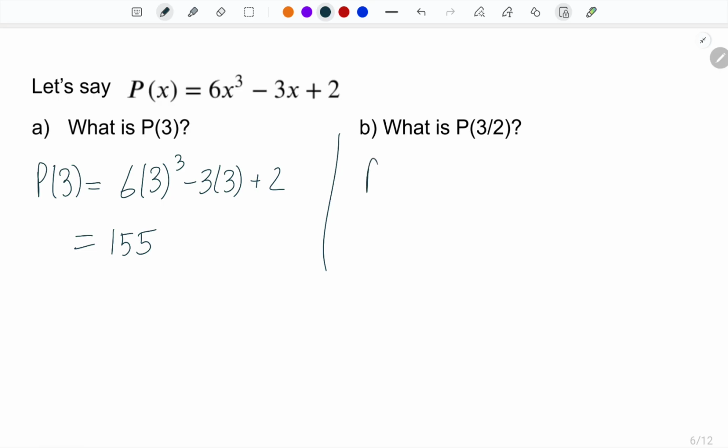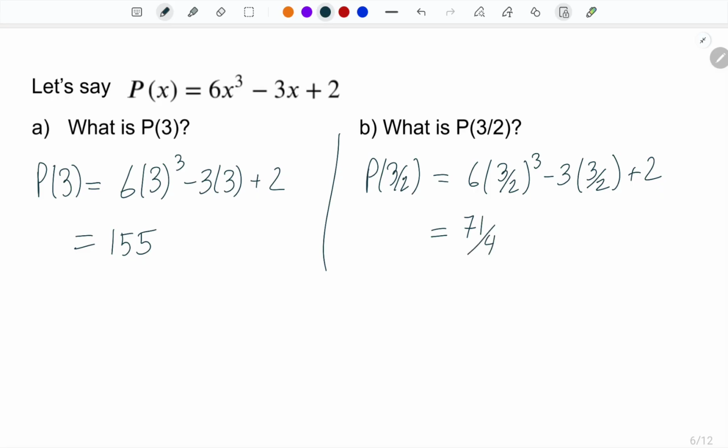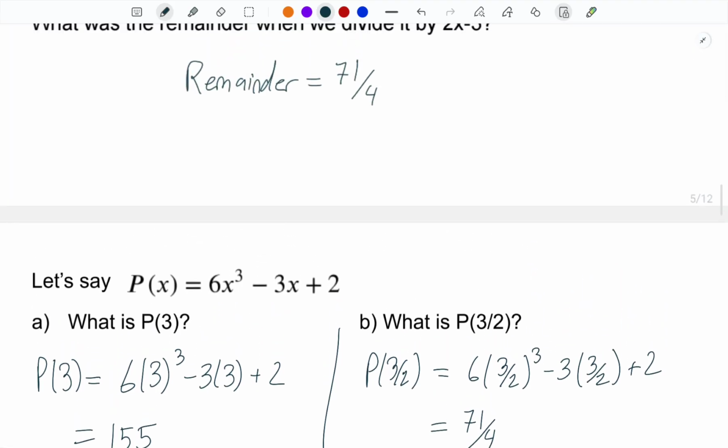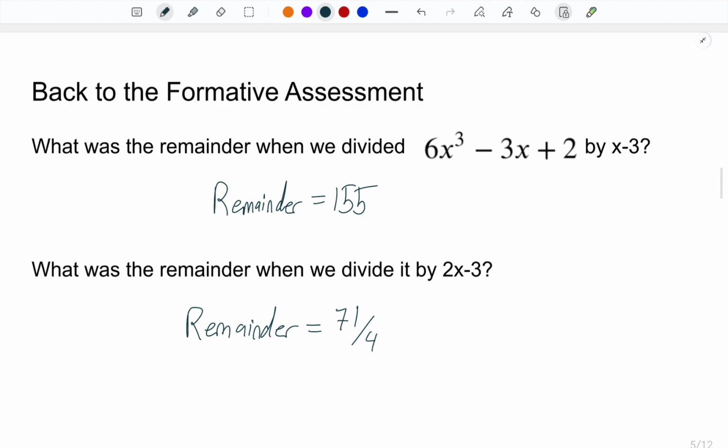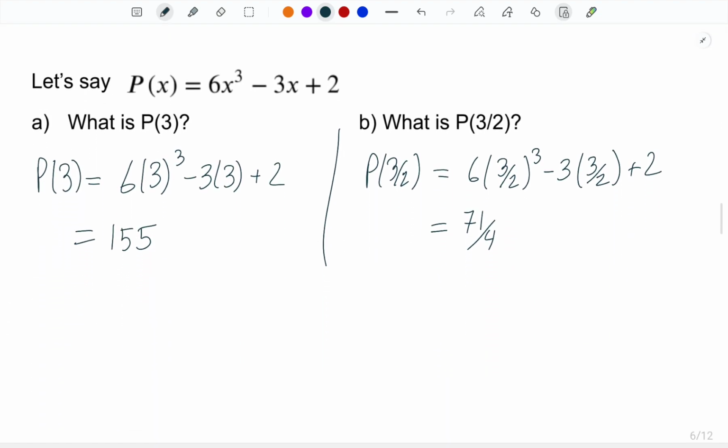Okay, let's do the same thing with p of 3/2. So you'll get 6 times 3 over 2 cubed. Again, try this out on your calculator yourself. Minus 3 times 3 over 2. Yes, there are fractions which are sometimes annoying, but you can use your calculator. And if you calculate this out, you should get 71 over 4. Now, take a look back at what we just had up above. 155, 71 over 4. We're getting the exact same answers.